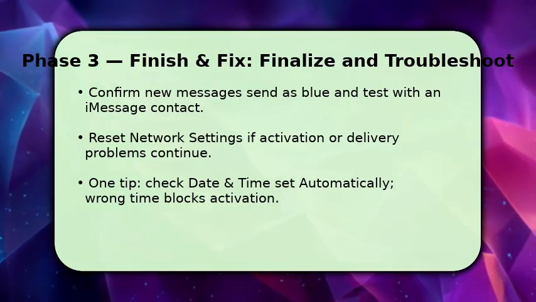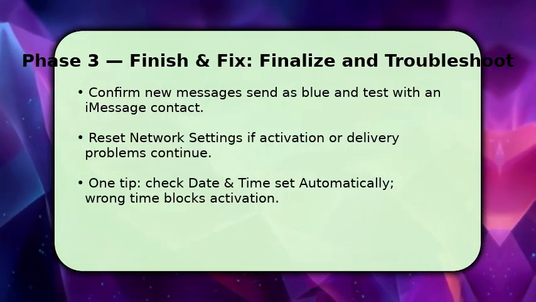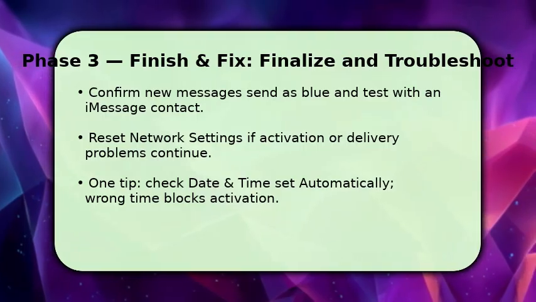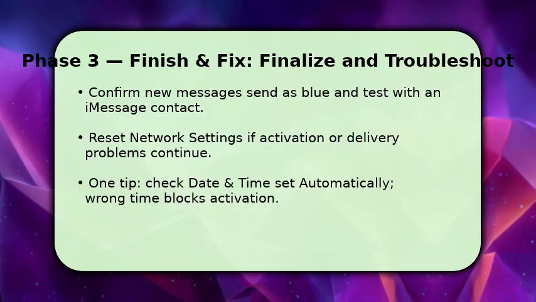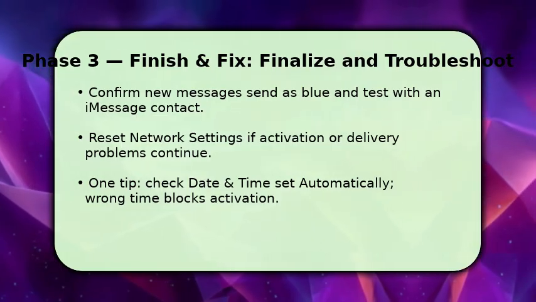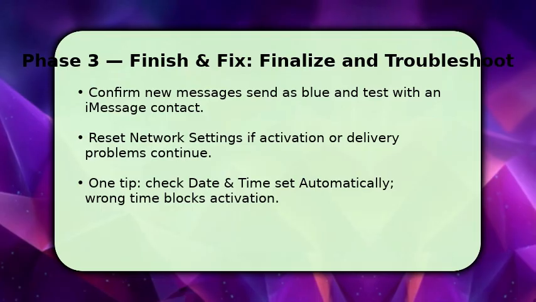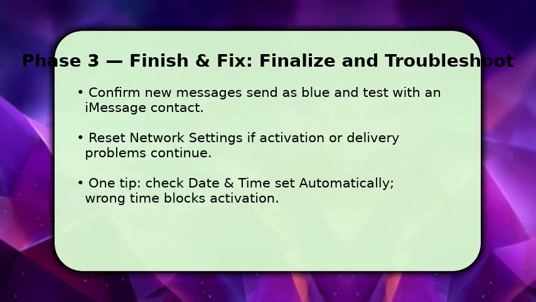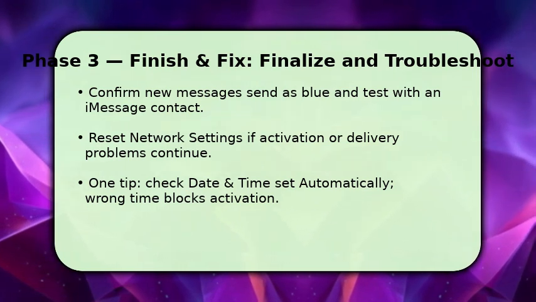If messages still send as SMS, go to Settings, General, Reset, Network Settings. This clears stale network data that can block iMessage activation. Also, make sure date and time is set to automatic. Apple rejects activations with incorrect time. If problems remain after these steps, try signing out of Apple ID in Messages and signing back in. Then wait a few minutes for activation to complete.